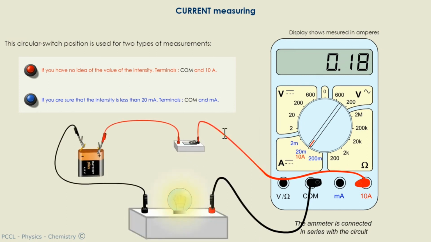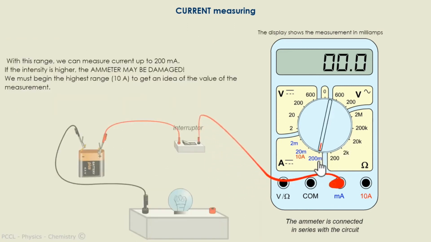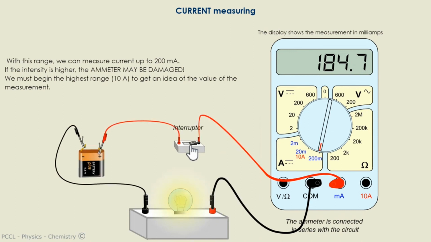In fact, I'm reading something around 0.18 amps, which is around 180 milliamps. So I can afford to go to 200 milliamps. By changing the terminal, this time I put it on milliamperes and, by closing the switch, I realize, indeed, that I have 184.7 milliamperes.